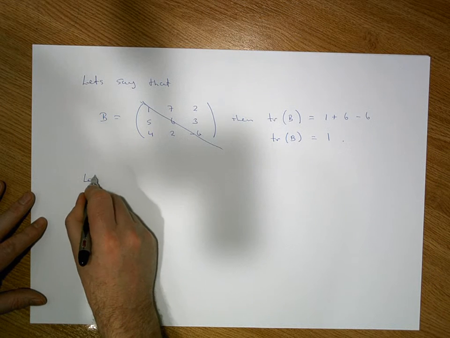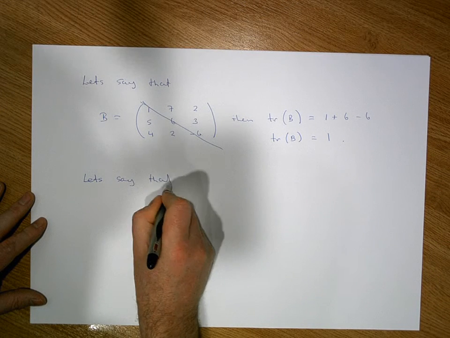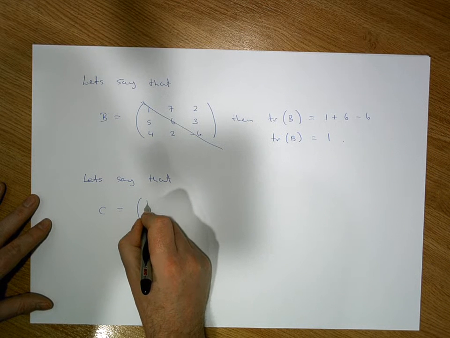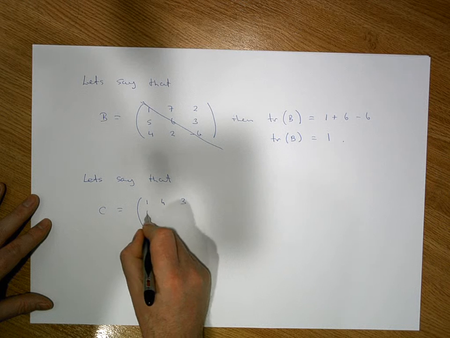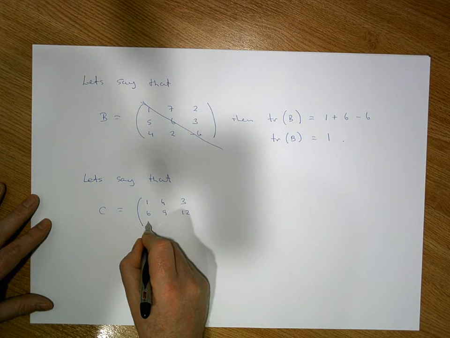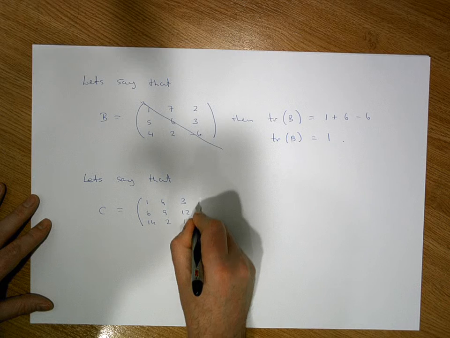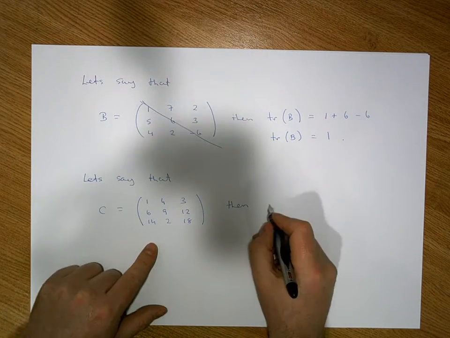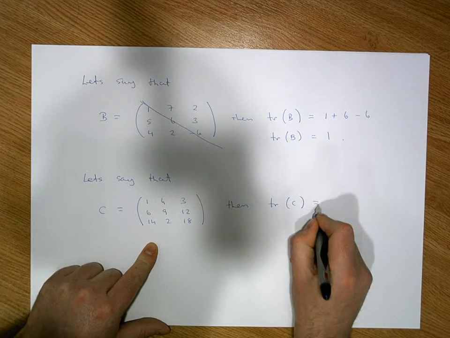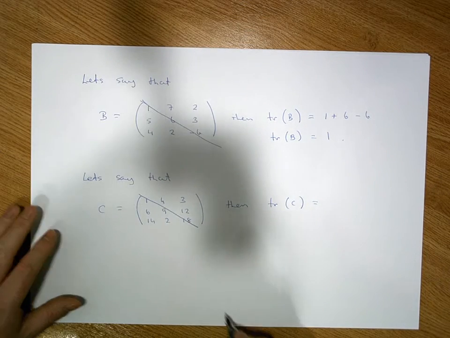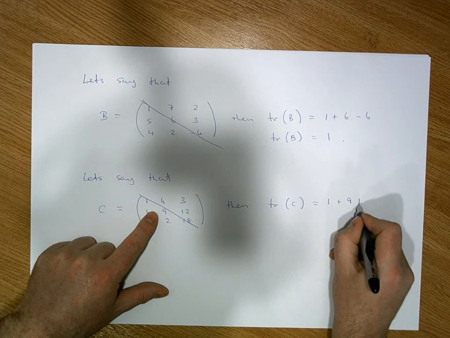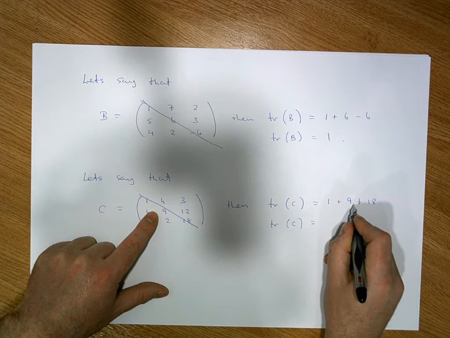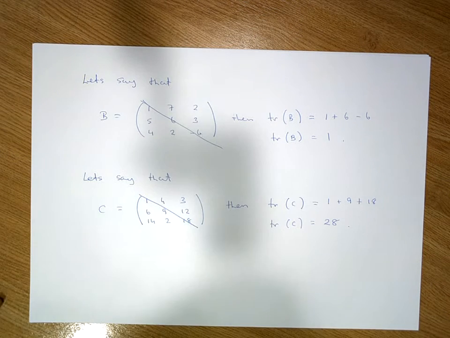Let's do one other example. Let's say that C is equal to [1, 4, 3; 6, 9, 12; 14, 15, 18]. Well then, this is a square matrix. Its dimension is 3 by 3. Well then, the trace of C is the sum of the entries along the main diagonal. So it's 1 plus 9 plus 18, which tells us that the trace of C must be equal to, well, 1 plus 9 is 10, plus 18 gives us 28.